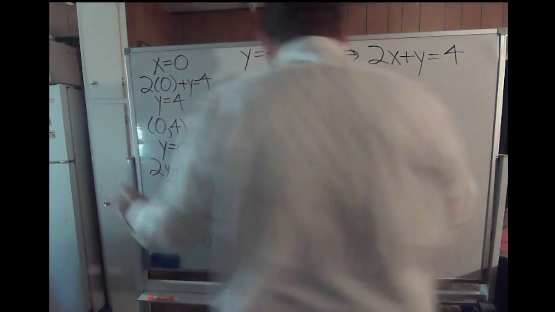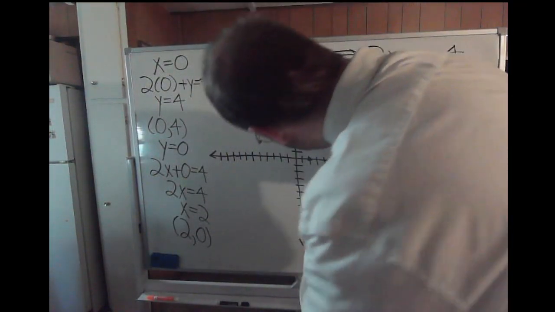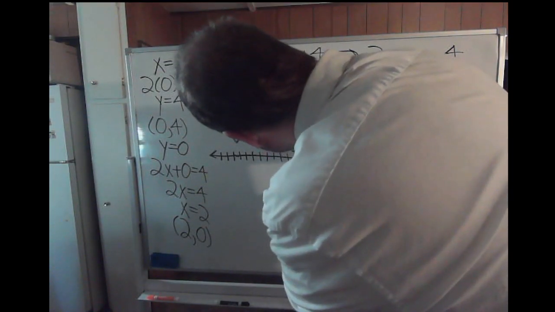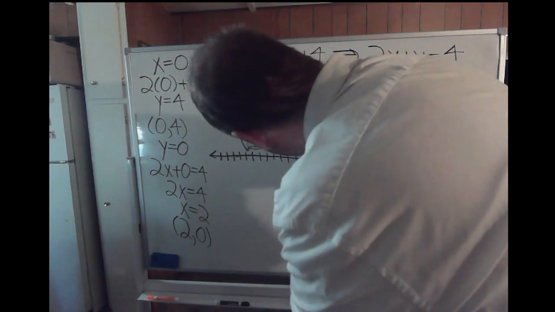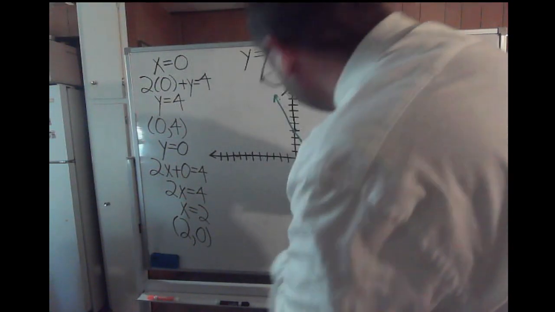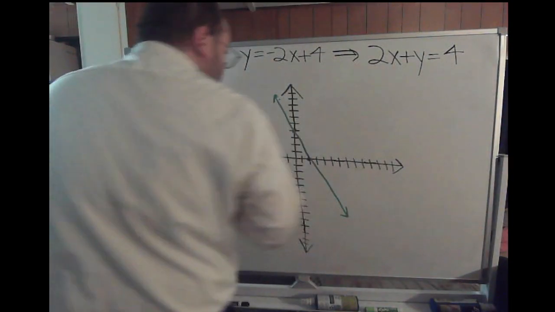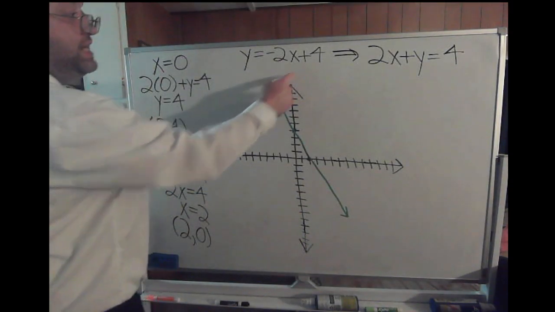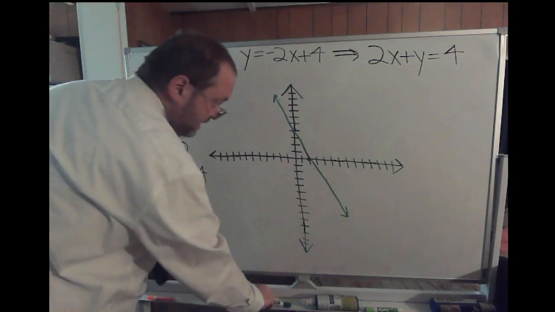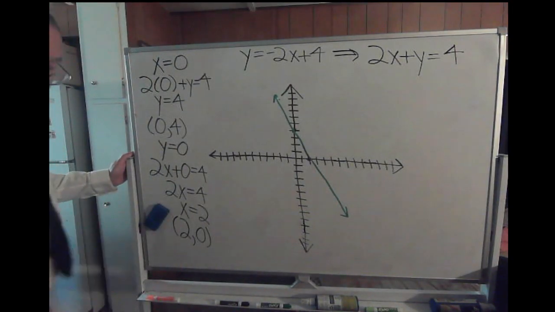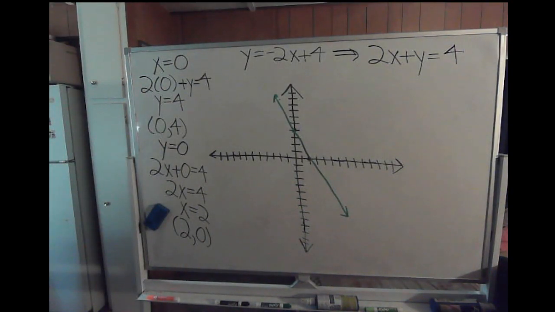So now all you need to do is draw yourself a nice line to connect the dots and go through them. And that is what the graph of y equals negative 2x plus 4 looks like. That's exactly what you should get.